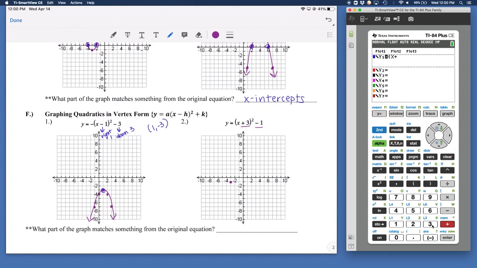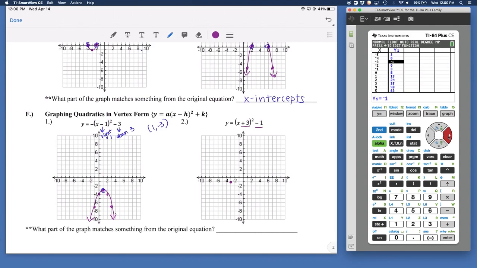So x plus 3 squared minus 1. So let's just look at the graph. Hey, that is what it looks like. If I look at the second graph, -3, -1 is on there, but I also have like 4, 0, 2, 0. I've got -1, 3, and I have 0, 8. So there we go, we got our quadratic. And once again, it matches, like we said, the vertex.